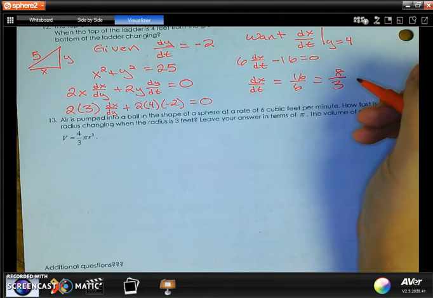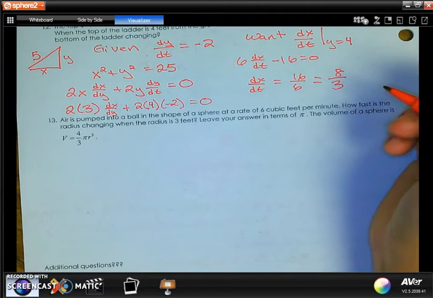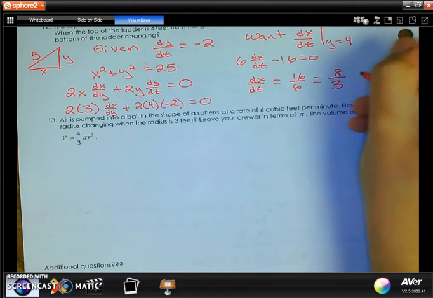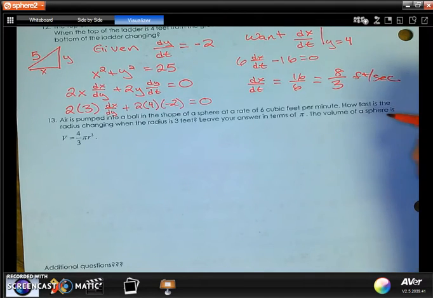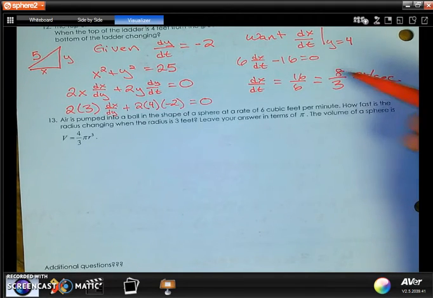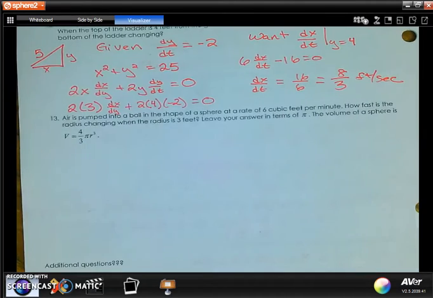And I'm going to measure that in what, feet? It was in feet per second, so feet per second there. So the distance between the wall and the base of the ladder will be increasing at a rate of 8 over 3 feet per second.